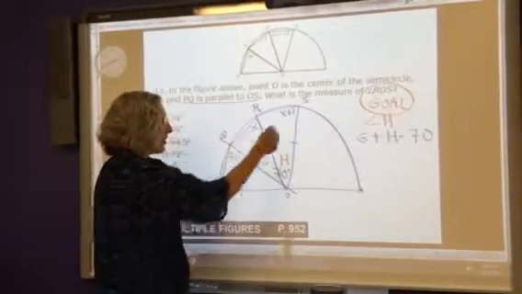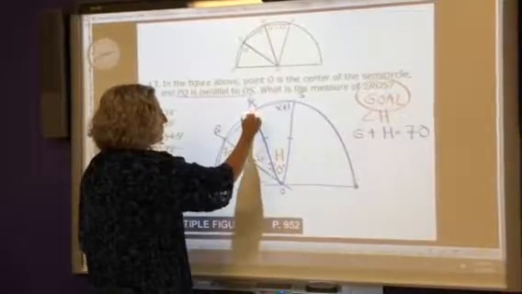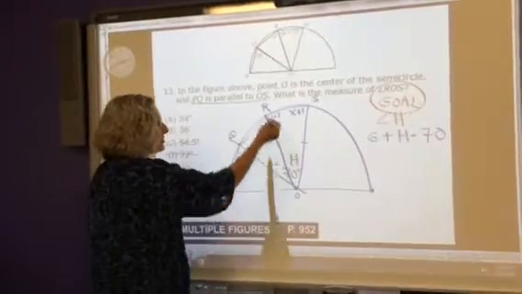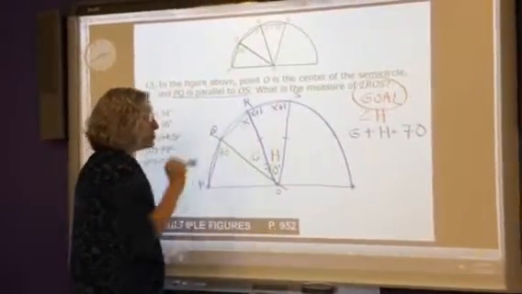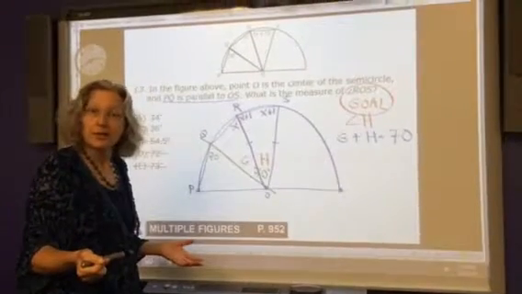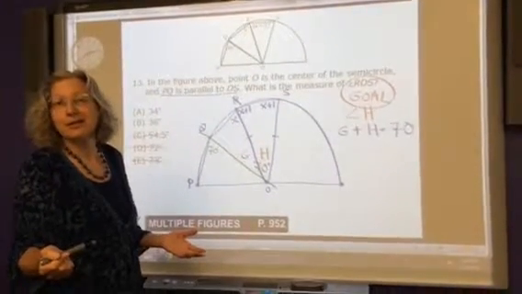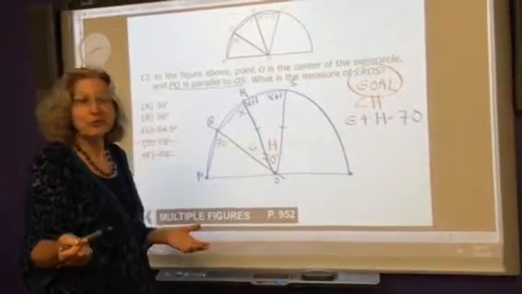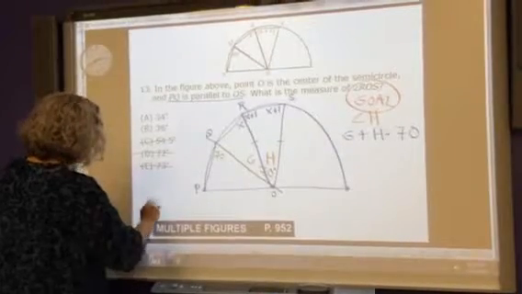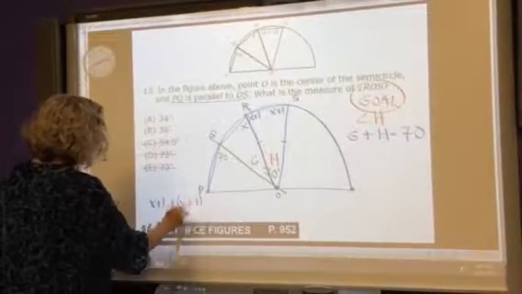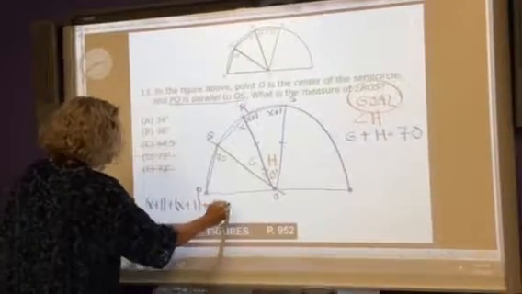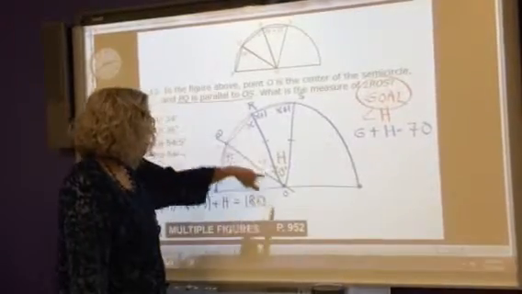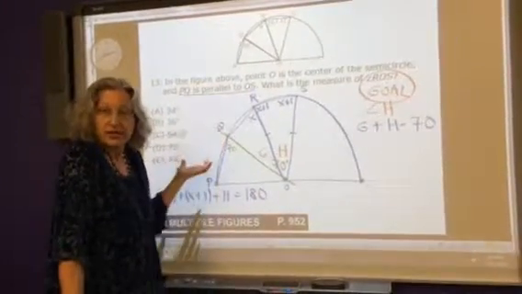Since this is an isosceles triangle, this base angle, x plus 1, is going to be the same as this base angle here, x plus 1. And these three angles, x plus 1, x plus 1, and h, will add up to what? What will they add up to, Tim? Angles of a triangle all add up to 180. 180, perfect. So x plus 1 plus x plus 1 plus h equals 180.